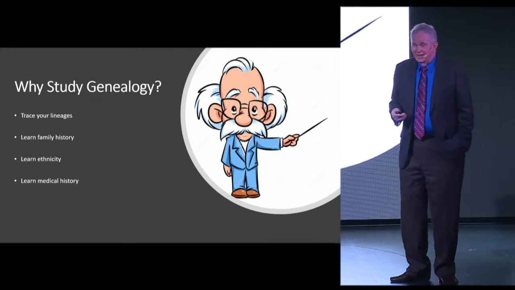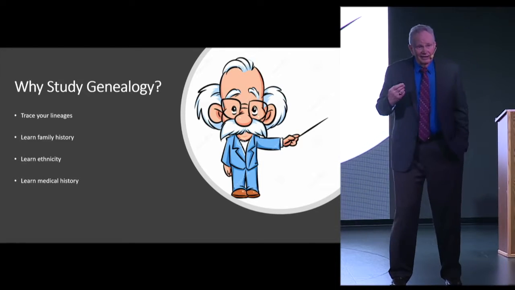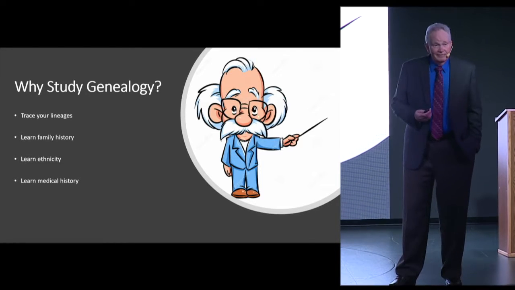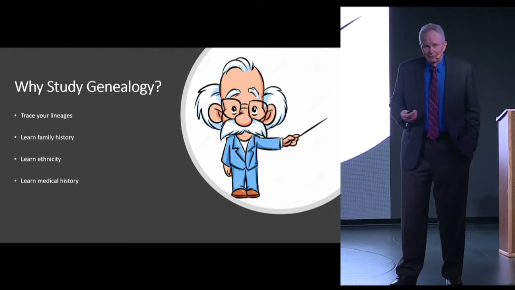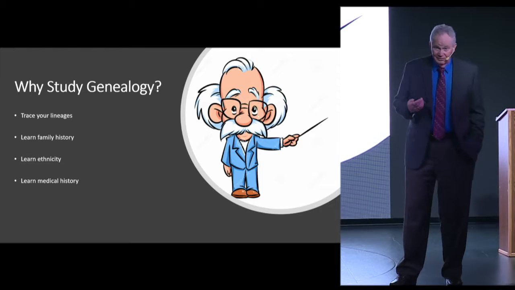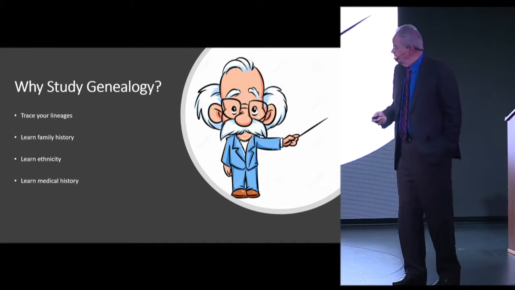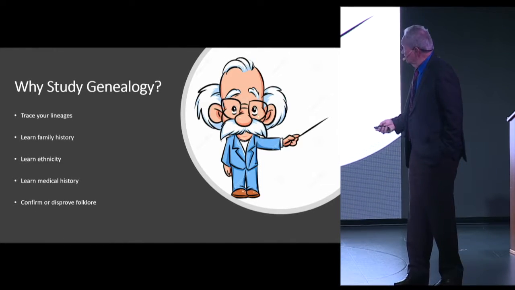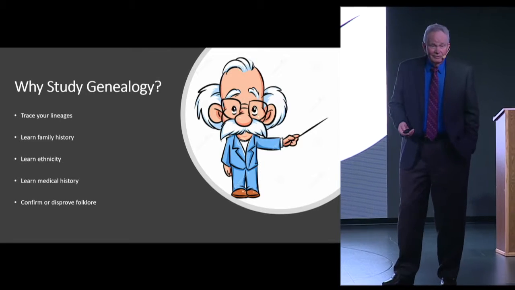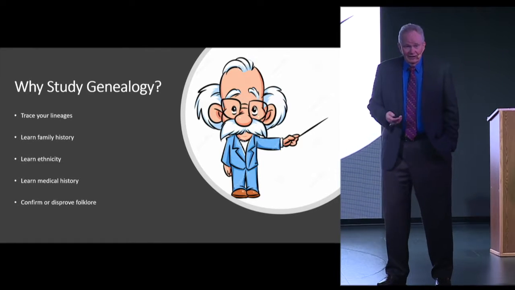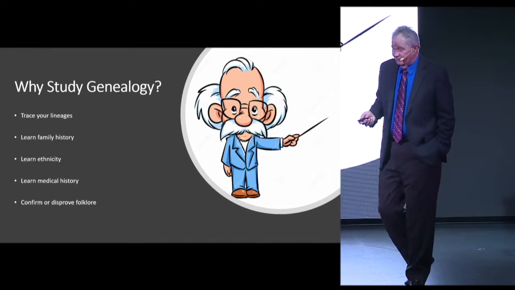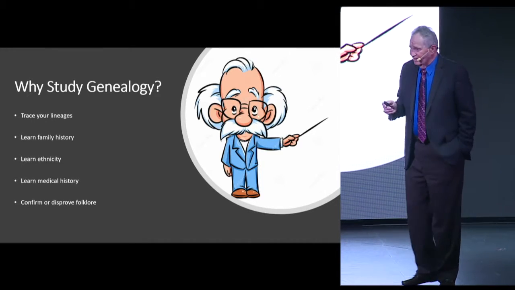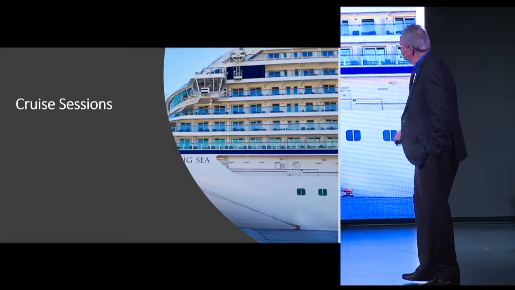Medical history is a little more of a reach, but you can find out how your ancestors died and what illnesses they had by looking at their death records and the cemetery records and so on. That may give you a clue as to what hereditary problems or opportunities you might have. And then, of course, confirm or disprove the folklore. Maybe your great-great-grandfather wasn't in the Civil War. Maybe he didn't fight for the North, he fought for the South. You're going to discover all kinds of cool things.